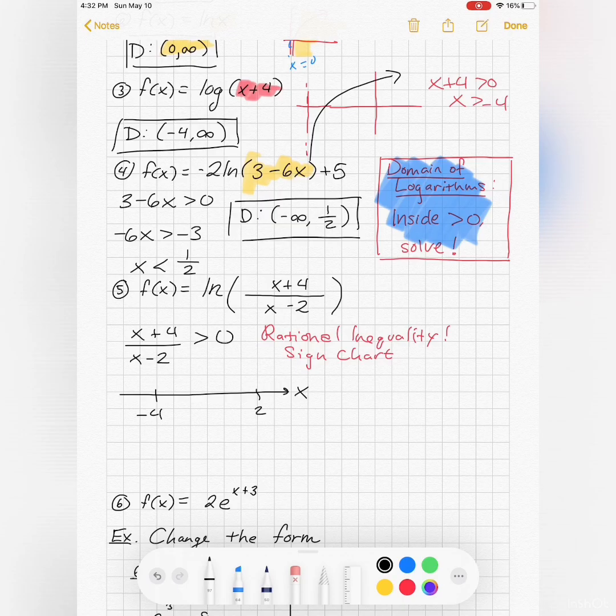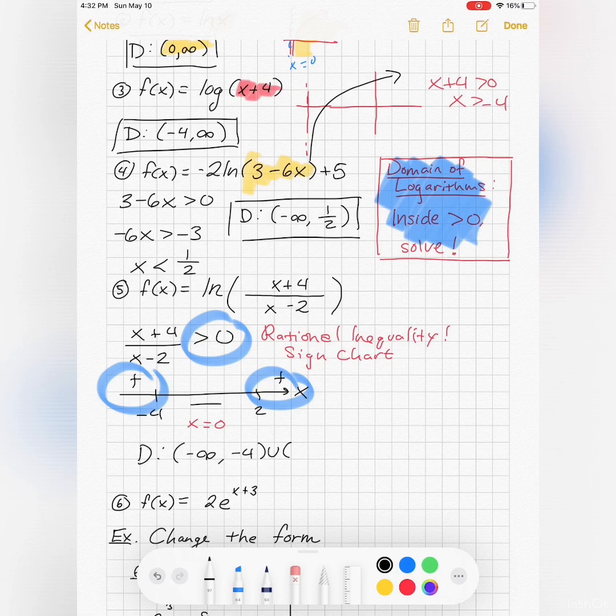Okay, so I test something. 0 would be a nice one to test. If I plug 0 in there, I get a negative. Both multiplicities of top and bottom are 1, so the signs alternate. Okay, and then remember, I'm looking for where this thing is greater than 0. So the domain would be negative infinity to negative 4, and then 2 to infinity.